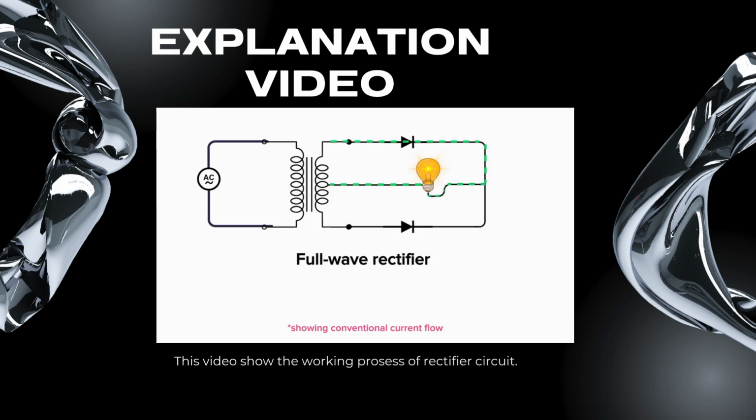During the positive half cycle of AC, the current flows from the top end of the secondary winding through the diode and the lamp and returns to the center tap of the transformer, while the other diode is reverse biased and blocking the current. And during the negative half cycle, the current flows from the bottom end of the secondary winding through the other diode and the lamp, and returns to the center tap of the transformer. This arrangement ensures that current flows through the load in the same direction during both halves of the AC cycle, effectively converting AC to DC.